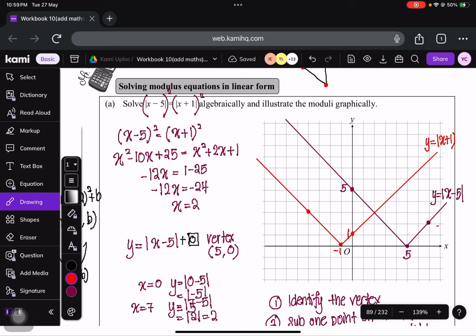Now do you see that the answer that you have, the crossing point, is 2? This is 2, see? This point here is 2. That is the answer that you found just now. This is the graphical method.